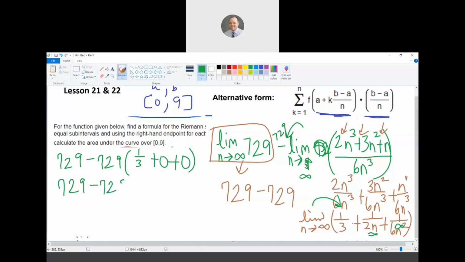So we are almost done. 1/3 of 729 is 243. And the area under the curve going from 0 to 9 is exactly 486.